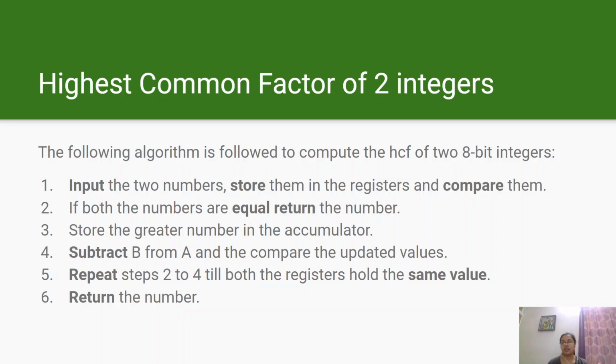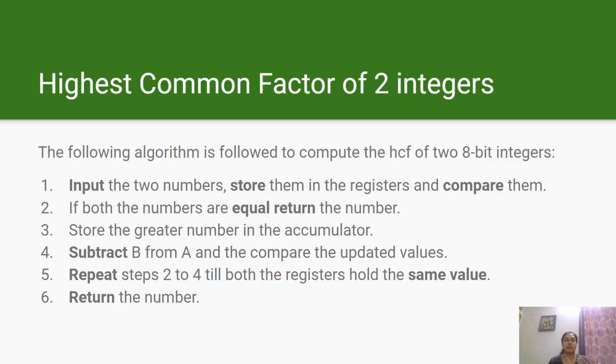Then if the numbers are not equal, we'll store the greater number in the accumulator. As discussed, we have to know which one is the larger number and which is the smaller, because we have to subtract the smaller number from the larger number. So we'll first find out which one is the bigger number and store it in the accumulator, and then we'll subtract b, which has the smaller number, from a, which has the greater number, and then compare the updated values. So basically we'll be comparing b and a minus b, and we keep on repeating this process.